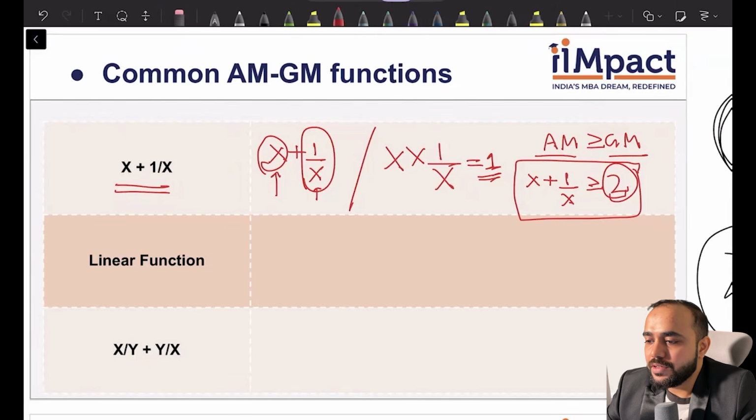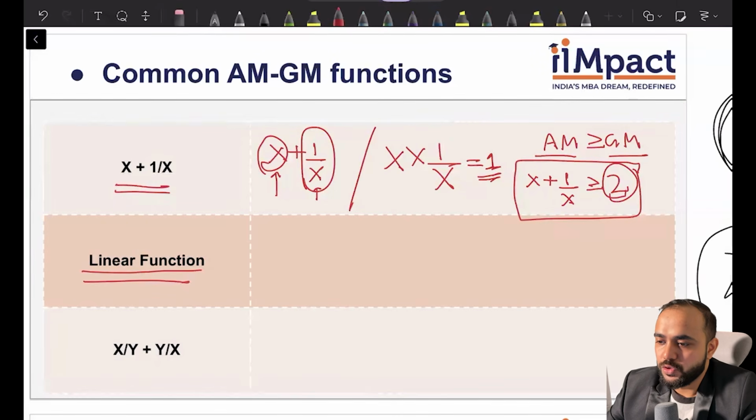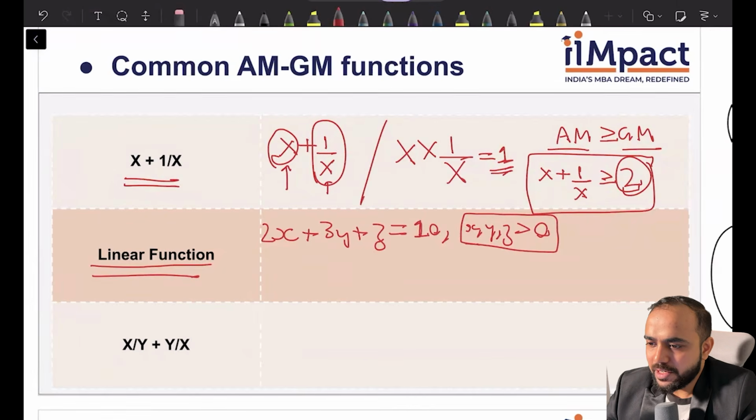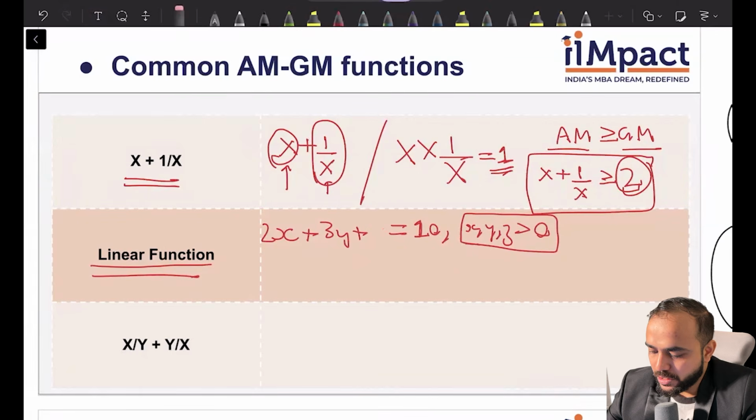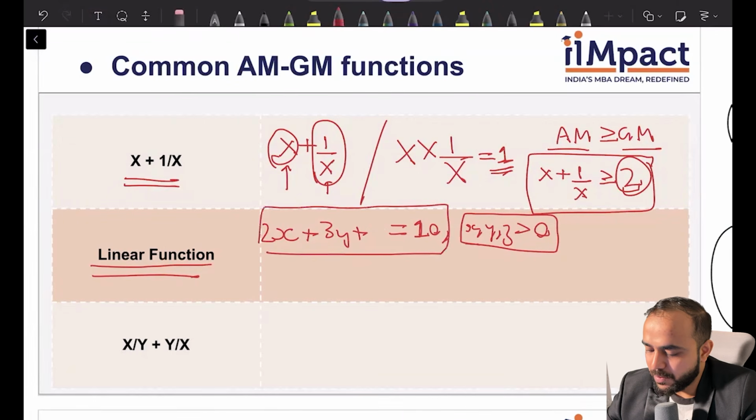Now, another situation where you can have AM-GM sort of thing going on is when you have linear functions given to you. For example, they say 2x plus 3y plus z is equal to 10, x, y, z are greater than 0. So the two things that I wanted to observe, x, y, z are greater than 0, and there is a combination of their sum which is a fixed number. So what that allows me is to reorganize everything that I have on the constant side. This statement is a statement of constancy, and this is something I can reorganize based on what they ask.